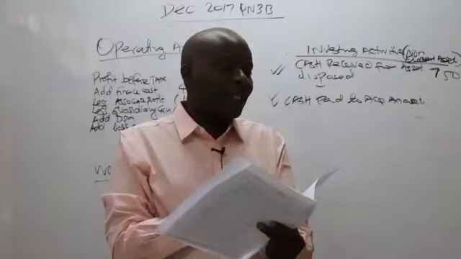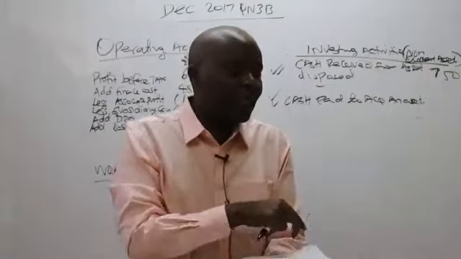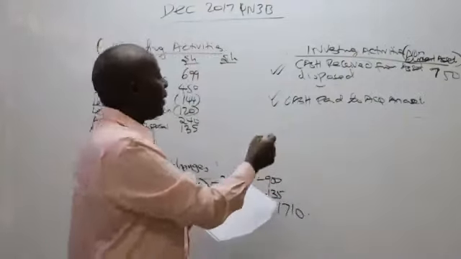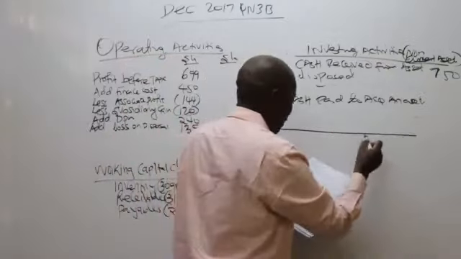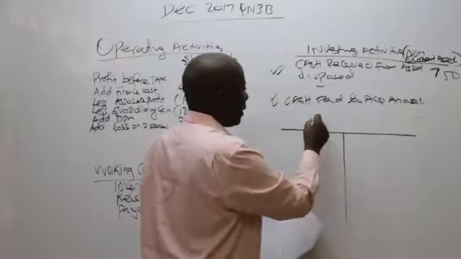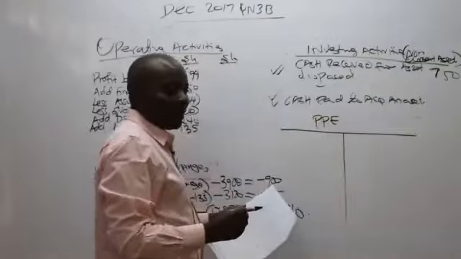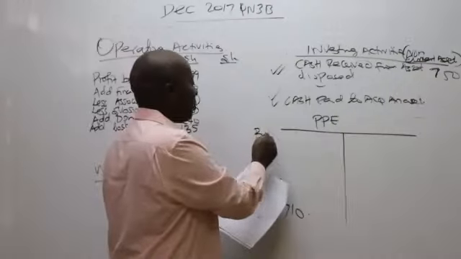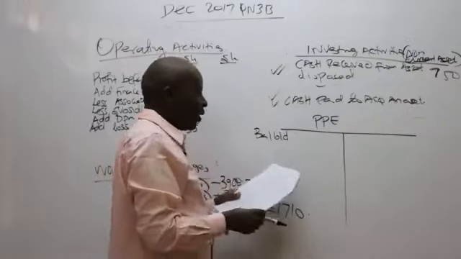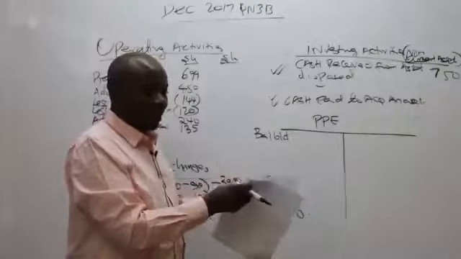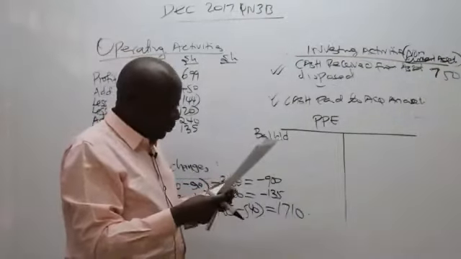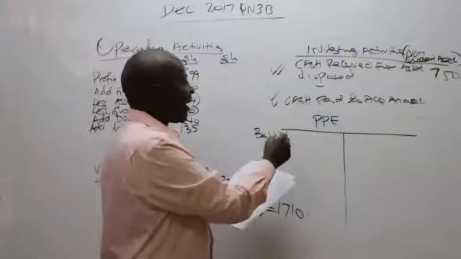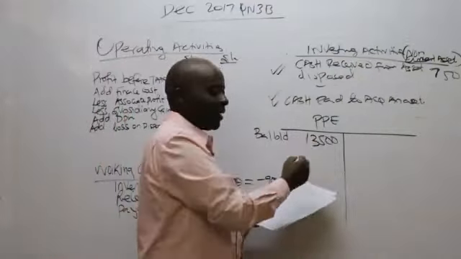Hapa itabidi, ladies and gentlemen, tuchore T account. Ingawa mimi sipendi T account at all, but please let's do a T account for this property, plant and equipment. Si ni asset. So nasema hapa balance brought down. Balance brought down ilikuwa ngapi somebody ya PPE? 13,500.